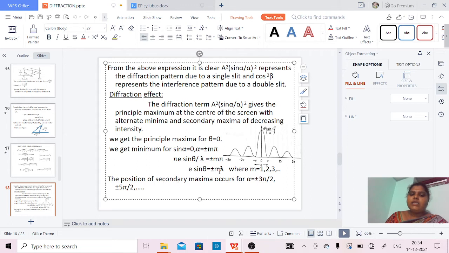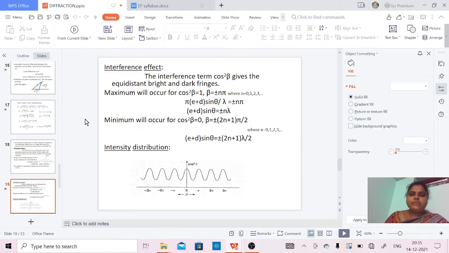Then the secondary maxima occurs for alpha equals plus or minus 3 pi by 2. Here is a secondary maxima. In between two maxima there is a minima, and in between two minima there is a secondary maxima. And next, the interference effect. What is the interference effect? Let us see. The interference term cos square beta gives the equidistant bright and dark fringes.